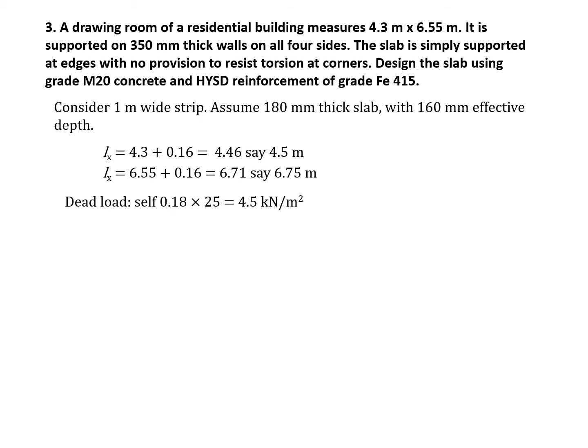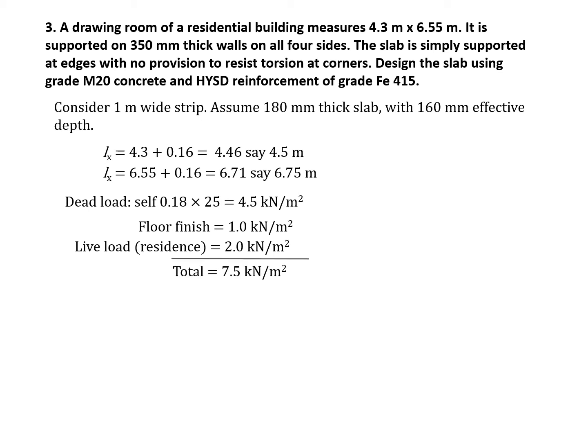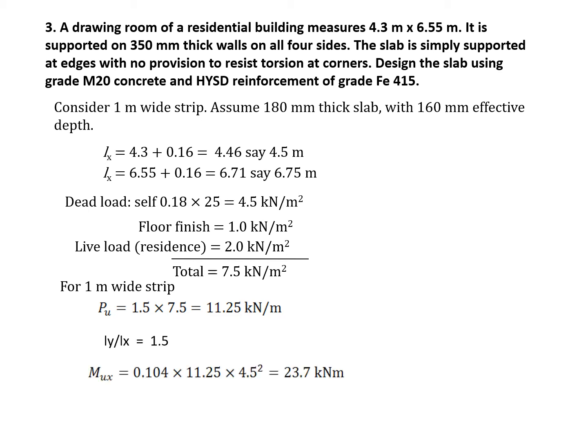Now the dead load, that is self-weight and floor finish, and the live load. Live load for a residential building is 2, which will usually be given to you. So you find out the total load and then convert it into limit state, that is, multiply by 1.5. Now you find Ly by Lx and based on that, these coefficients 0.104 and 0.046 are taken from the code. You find out the moment in x and y direction, because there are two directions.